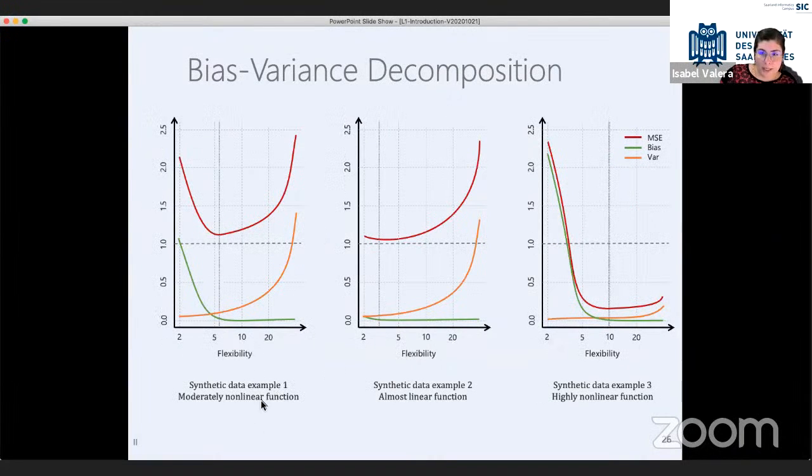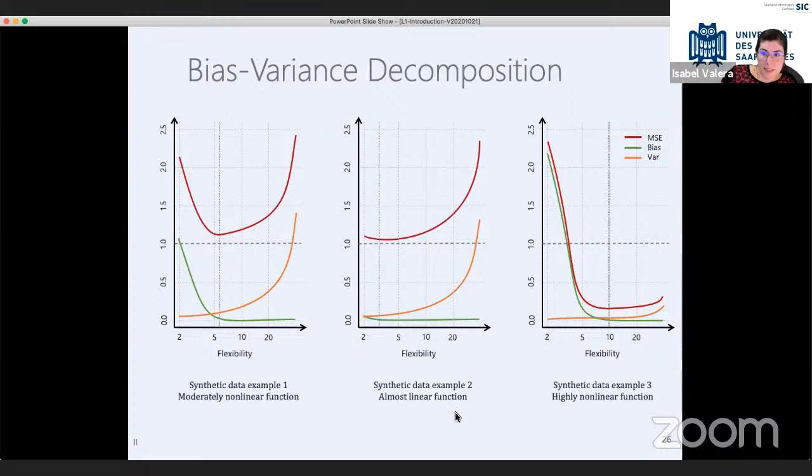So what you get here is that when you decompose this into bias and variance, you can easily see that the higher the flexibility, in general, the lower the bias. That makes sense because the less you deviate from the true values that you are trying to predict, but in general, the higher the variance.